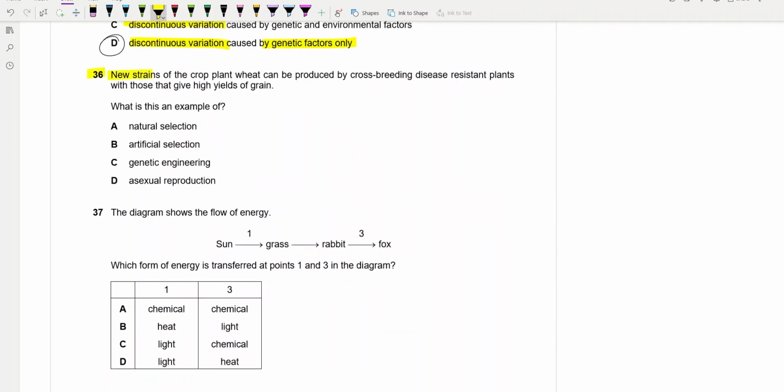Question number 36. New strains of the crop plant wheat can be produced by crossbreeding disease resistant plants with those that give high yields of grain. What is this an example of? So this is called artificial selection. So the correct option would be option B.